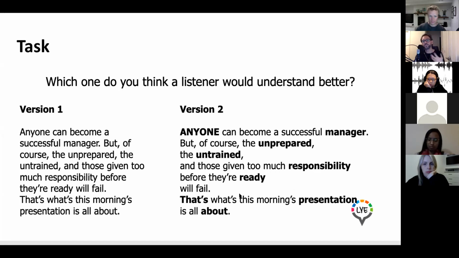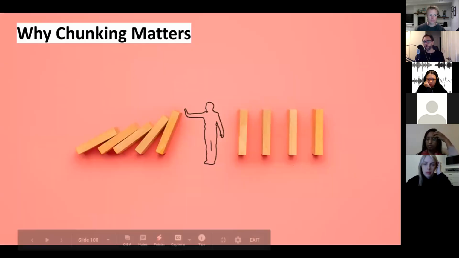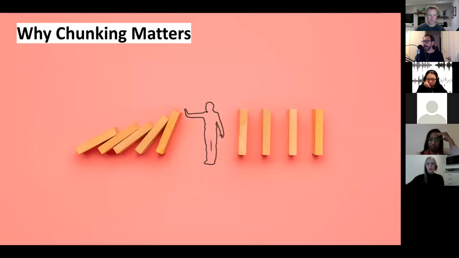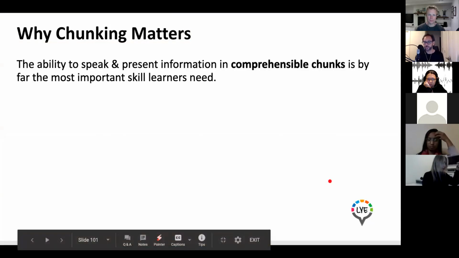So teaching students to do this kind of chunking, to basically package information and decide where they want to pause, where they want to emphasize their message, I think this is something that we overlook in the classroom. So why chunking? Why should we be chunking more? Well, as I said, our ability to speak, to present information in these comprehensible chunks is by far the most important skill learners need to acquire. Not so much pronunciation at a word or sentence level.